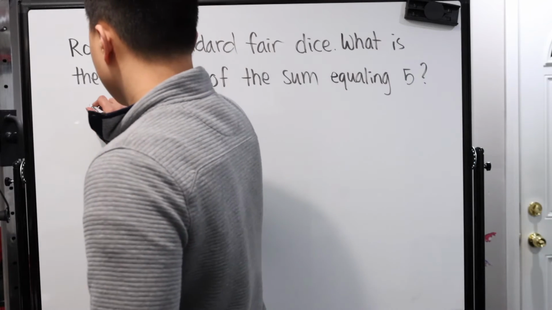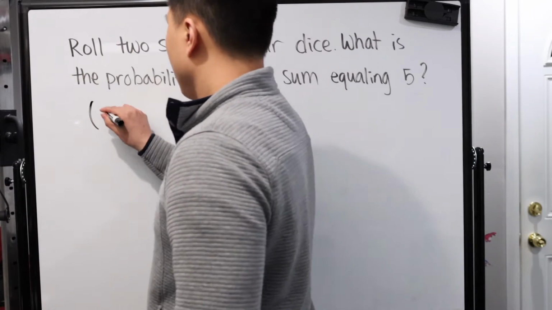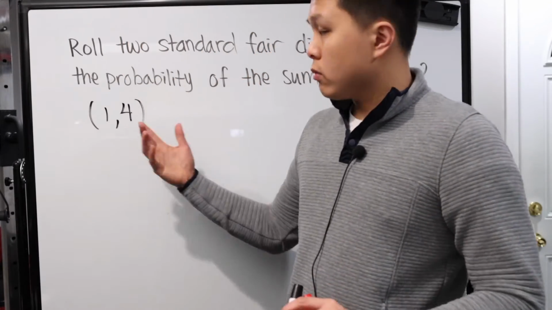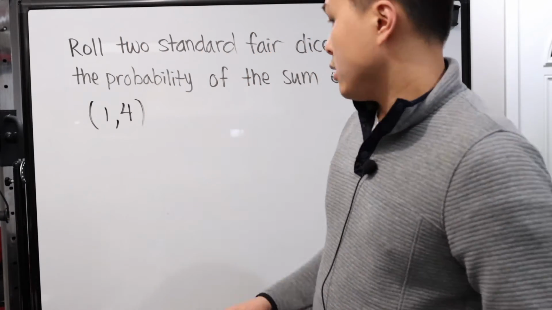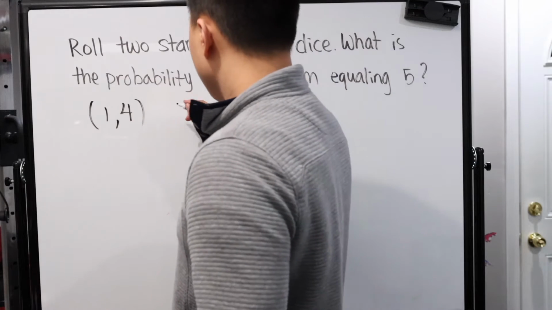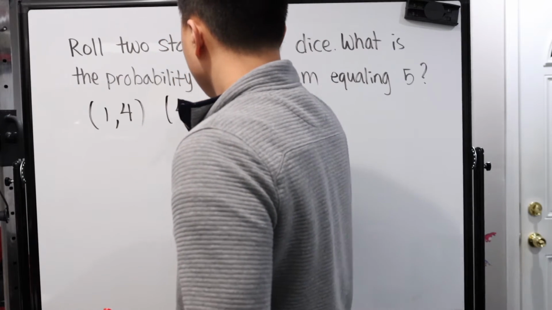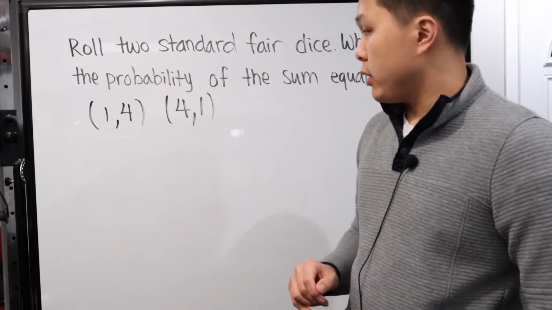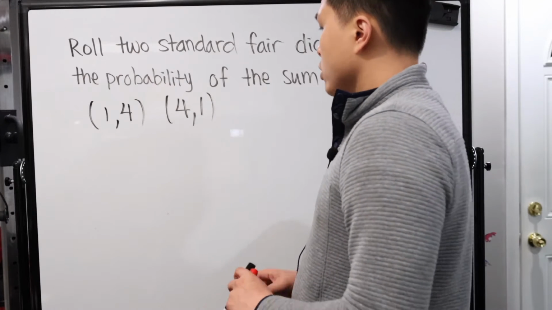You have your standard, I'm just going to write it as a pair, 1, 4, right? The first dice is 1, the last dice is 4. We have the other possibility: the first dice is 4, and the last dice is 1. That's 2 different possibilities. Well, what else?